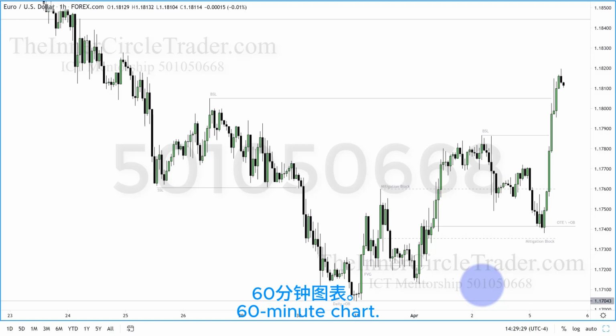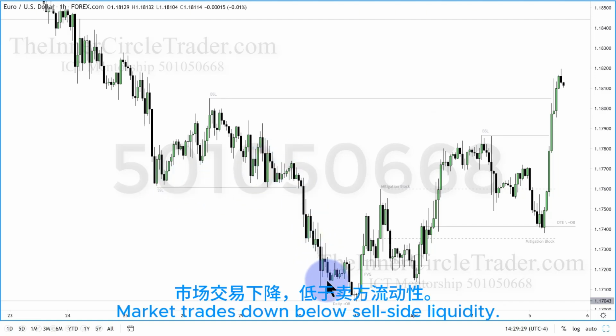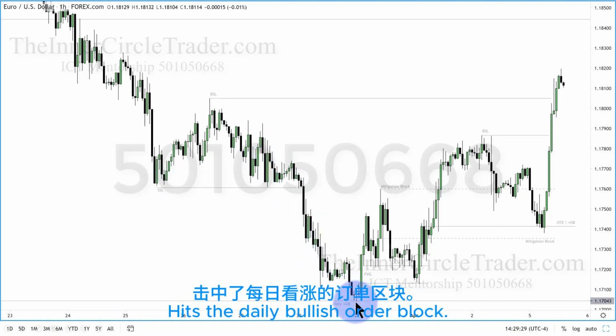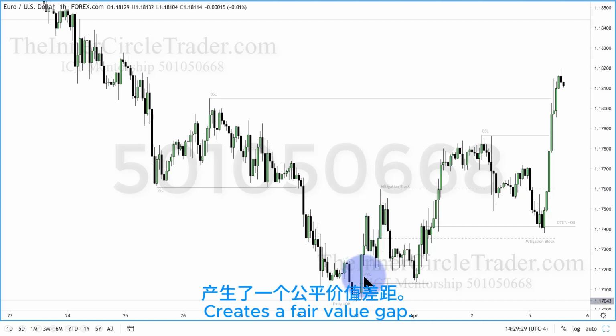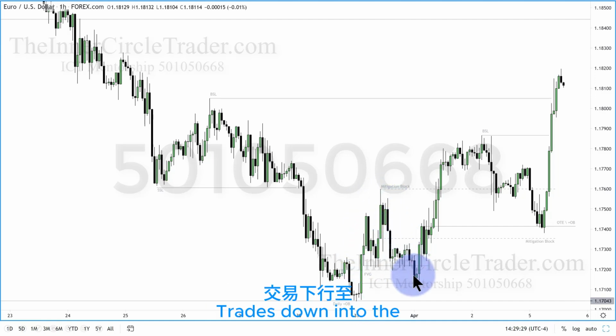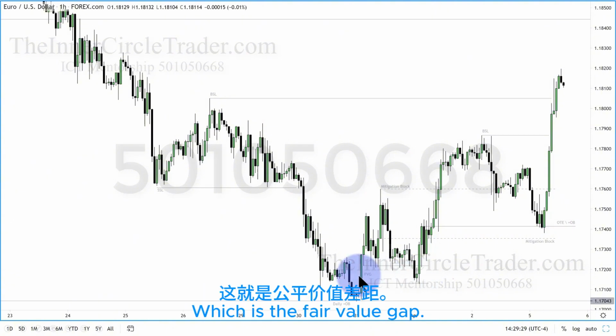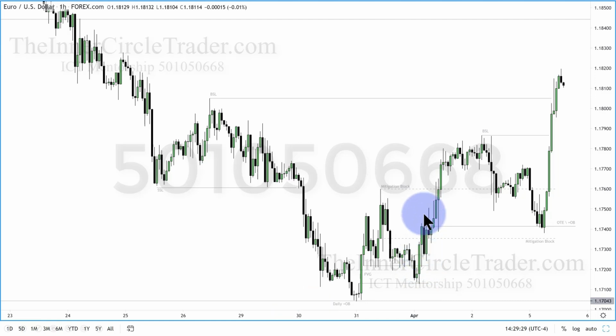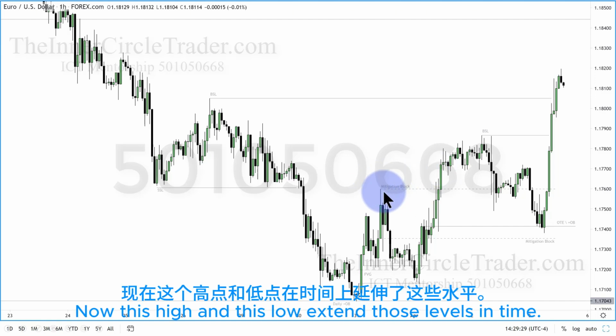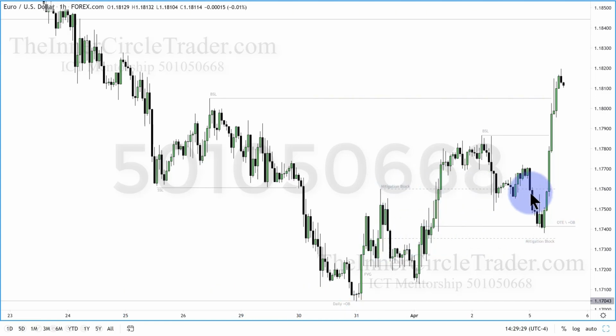Euro dollar, 60-minute chart, buy side liquidity pool, buy side liquidity pool. The market trades down below sell side liquidity, hits the daily bullish order block, rallies, creates a fair value gap, trades down into the buy side imbalance, sell side inefficiency, which is the fair value gap. It rallies, comes back down into the order block here, rallies, trades above this high. Now this high and this low, extend those levels in time, that's mitigation.